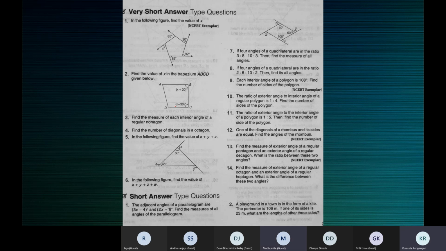Okay, ma'am. No, I'll tell you why. See, in this question, we are asked to find X plus Y plus Z plus W. So it's like we are working as if we don't know it is 360. So to find W, you cannot use that property. To find W, you're using the property that X plus Y plus Z plus W is equal to 360. Okay, ma'am, I get it.